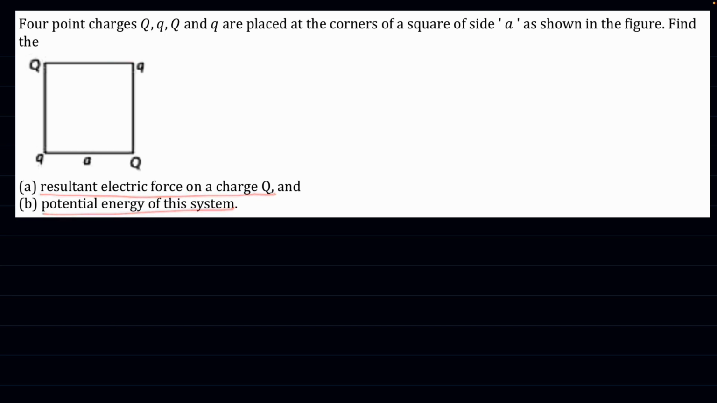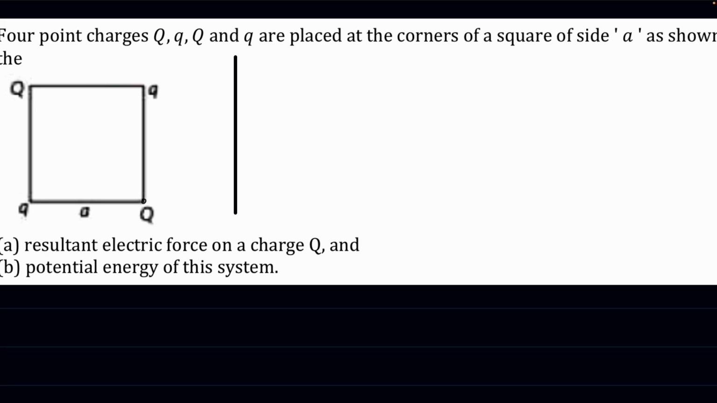We have to find the resultant electric force on the charge capital Q and the electric potential energy of this system. So let's try to solve the first part of the question. We have to find the force acting on any of the points of capital Q. So let's focus on this capital Q, name it as A, this is B, here it is C and this is D. So at point A, we have three different forces acting on it. One is from AB, AD and then AC.